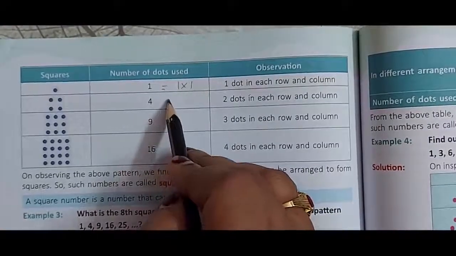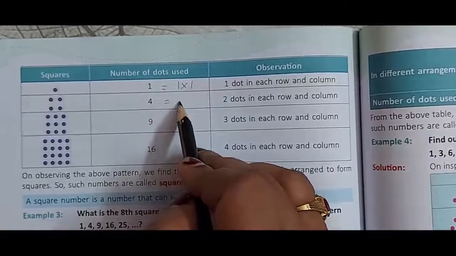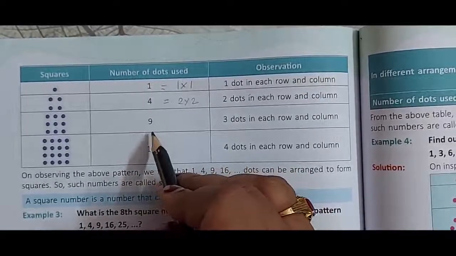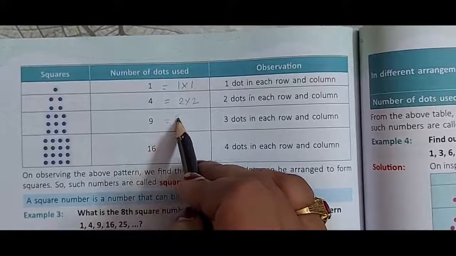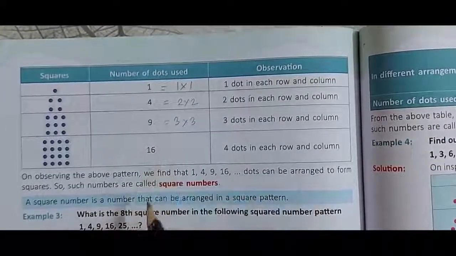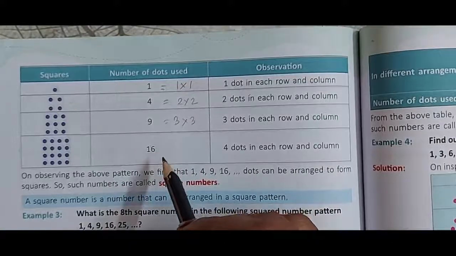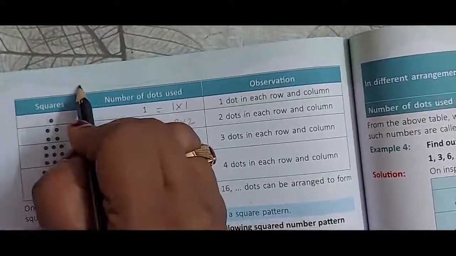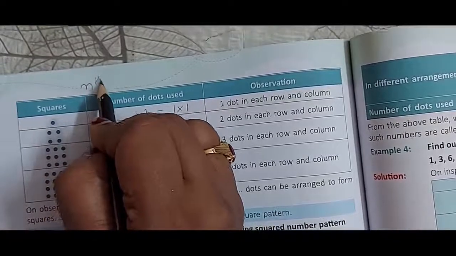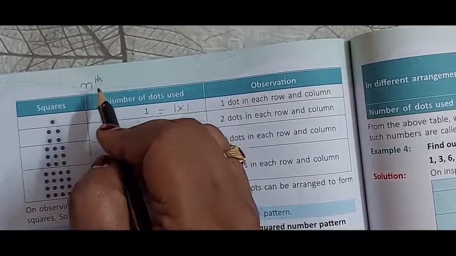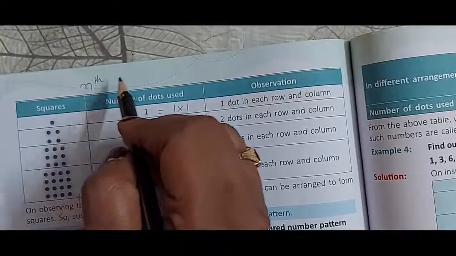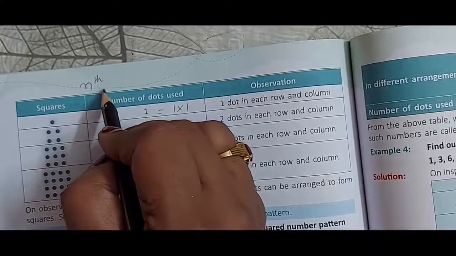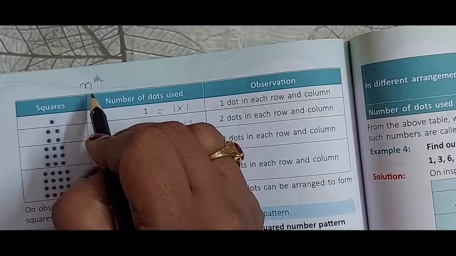How to get 4? That is the second square number, so 2 into 2. Similarly 9 is the third square number, so that is 3 into 3. Similarly, if we have to take out the nth square number, suppose the 8th or 9th or 10th, whichever, that is why I have written nth square. I have taken a variable n here. It is an unknown number, whatever you want to put in this.